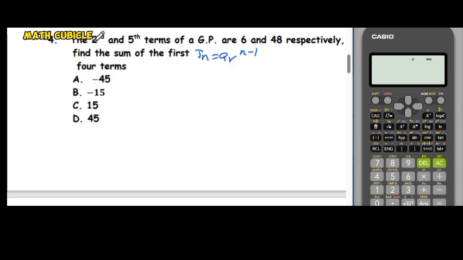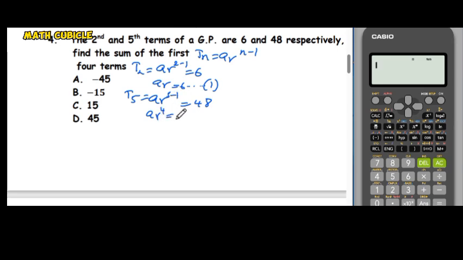So let's take the first statement. The second term, that's T2, is A times R raised to the power 2 minus 1, is equal to 6. So that's AR, since 2 minus 1 is 1, equal to 6. We can call this equation 1. Now for the second statement, the fifth term is AR raised to the power 5 minus 1, our n is 5, is 48. That's AR raised to the power 4 is equal to 48. Let's call this equation 2.